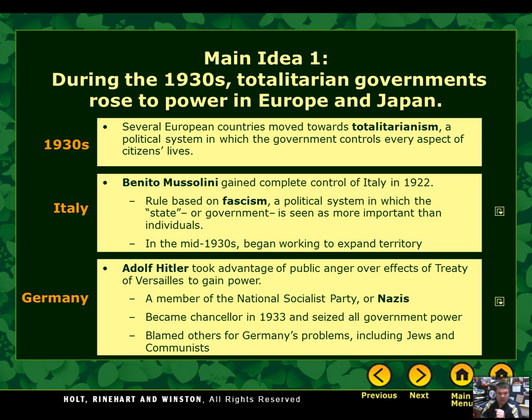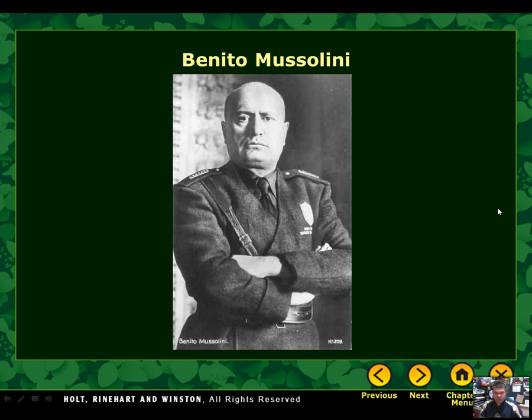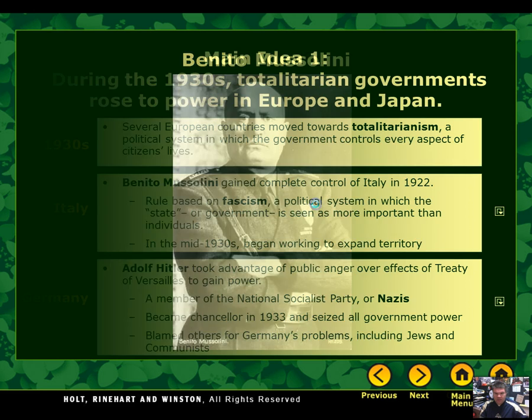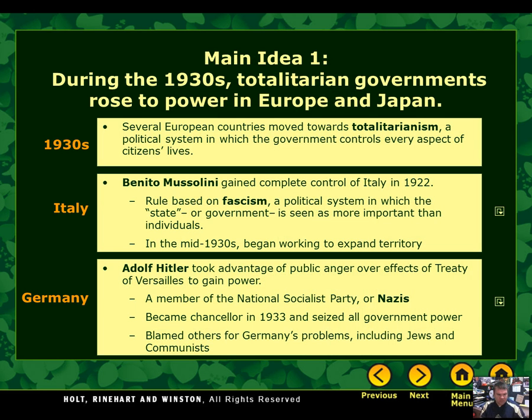Total control. In Italy in the 1920s, one of the leaders that you're going to need to know the name of during World War II, his name was Benito Mussolini, and he gained complete control of Italy in 1922. And his rule was based on fascism, which is a political system where the state is seen as more important than the individuals. And in the 1930s, he began to expand his territory, specifically in places in Africa. And so here's a picture of what Benito Mussolini looks like. There's Benito Mussolini, a dictator and eventually part of the Axis powers.